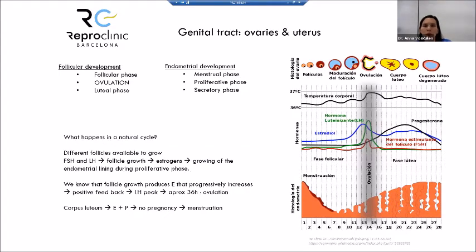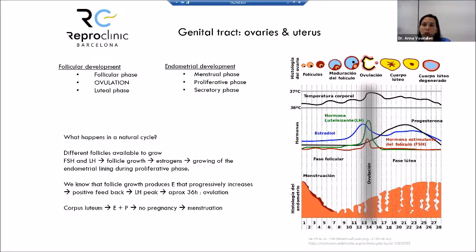So a little bit more about the genital tract, the ovaries and uterus, what happens exactly in a cycle. I will divide it into the follicular development, which is the development that happens in the ovary, and the endometrial development, okay? So actually, we can see that in a natural cycle, we have different follicles available to grow, as we have seen in the first ultrasound picture that I showed you.